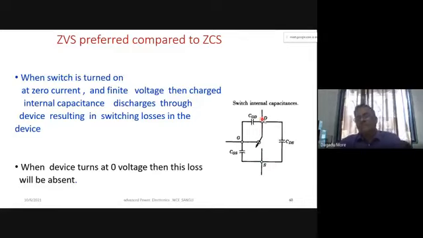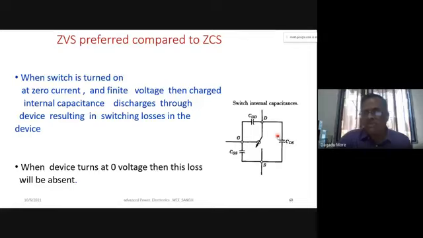What are these 3 junction capacitances? Capacitance between drain and source, that is CDS; capacitance between drain and gate; and capacitance between gate and source. Now if we have zero current switching, when the current in the switch is zero, the voltage across the switch will still be present, and because of that voltage, this CDS will be charged.